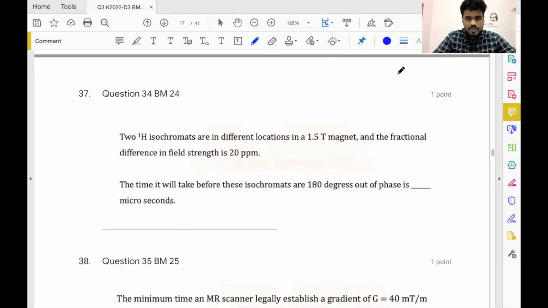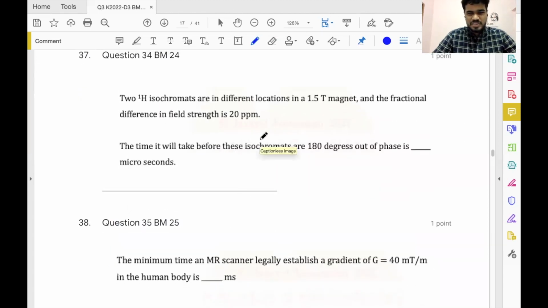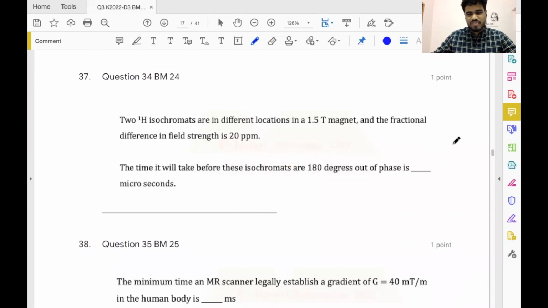Quickly fill up this. Okay, isochromats. This question looks somewhat very tricky, but at the end of the day, if you're careful about units, you know what is going on. It's a very, very simple question. There is a fractional difference of 20 ppm. Okay. So delta nu is going to be gamma hash.